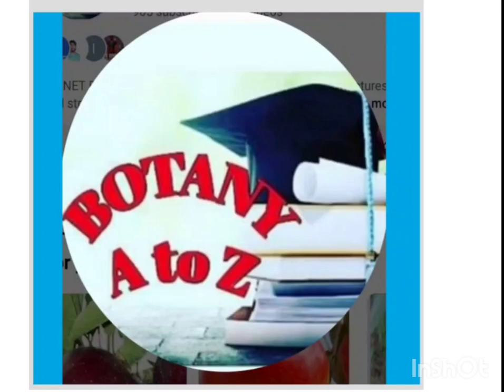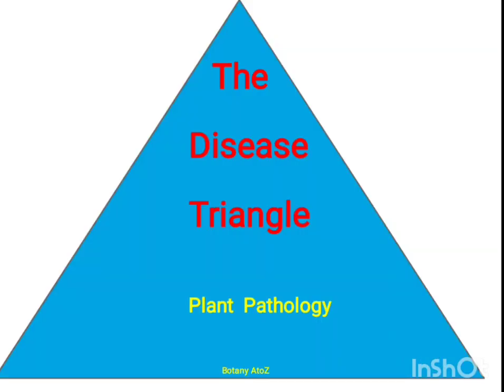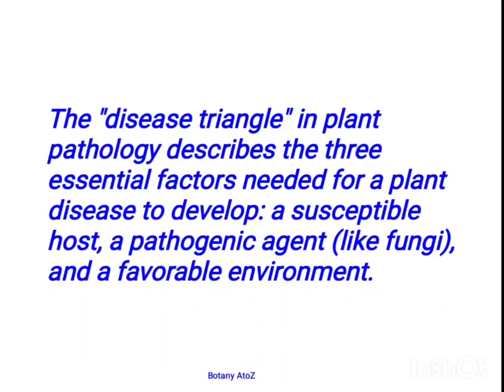Today our topic is the disease triangle, the plant disease triangle. It is a concept in plant pathology which describes the three essential factors, the three essential agents actually, which are needed for a plant disease to develop.